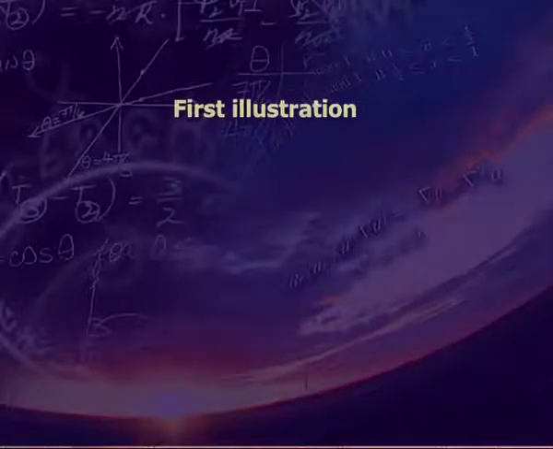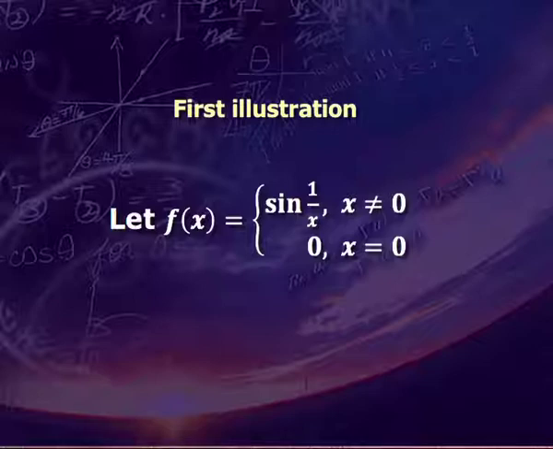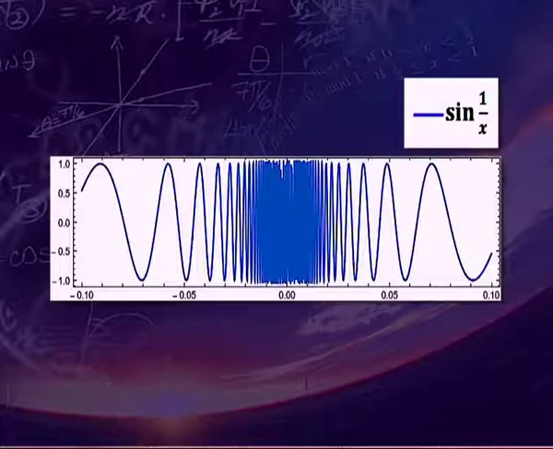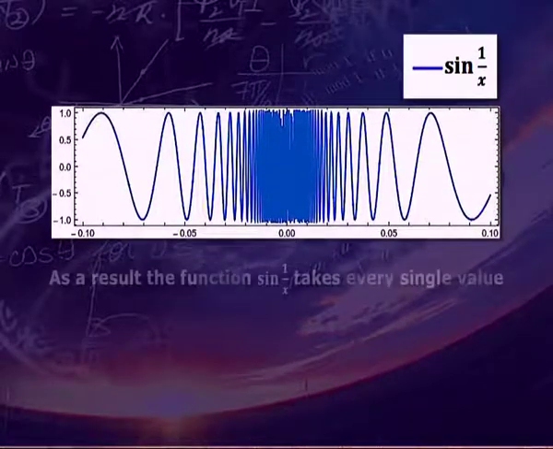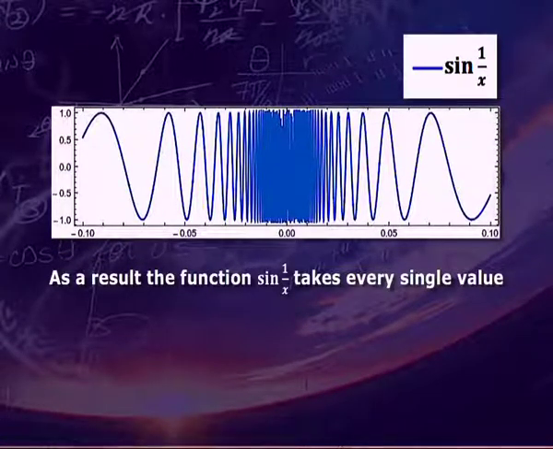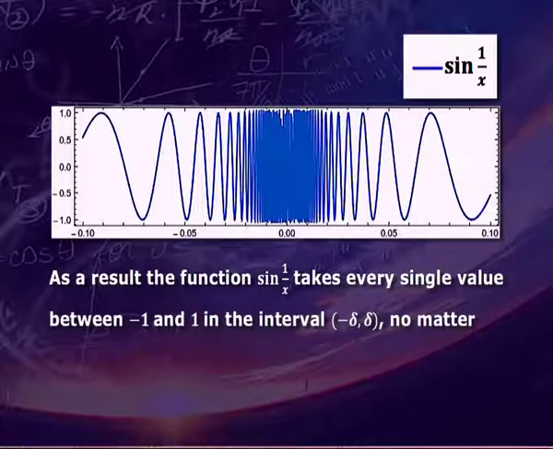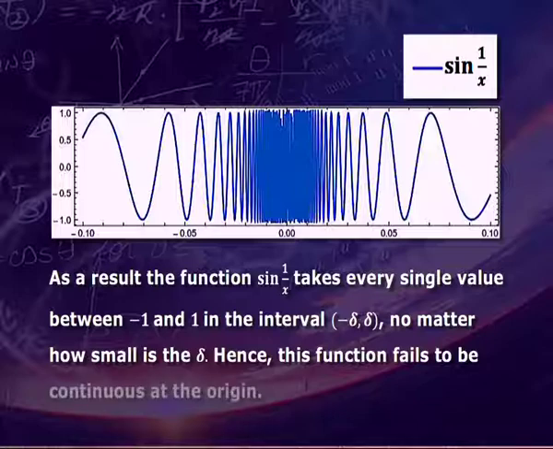We take two illustrations to understand this. First illustration, let f(x) be equal to sine 1 over x when x is not 0 and 0 when x is 0. If we look at the graph of this function, then we realize that as x approaches the origin, the oscillations of sine 1 over x get faster and faster. As a result, the function sine 1 over x takes every single value between -1 and +1 in the interval minus delta to delta, no matter how small the delta is. Hence, this function fails to be continuous at the origin.